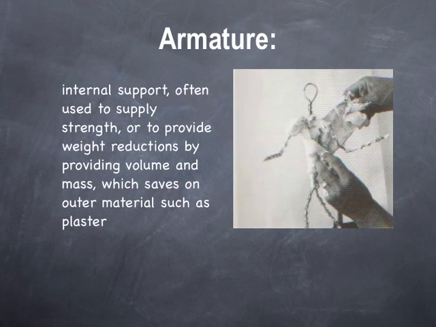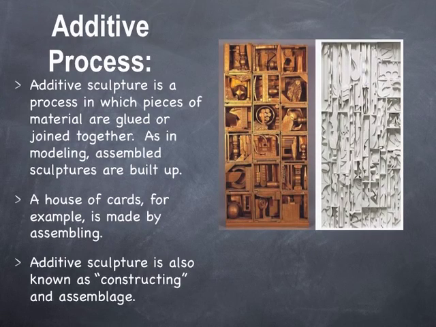An armature is an internal support, and it's often used in sculpture in the round. And it helps to provide weight or volume when you are doing additive process. Now, the additive process is where you take pieces of materials and you glue them together or join them together in some way, and they are modeled or assembled, and the process helps to create a sculpture that is built up. House of Cards is a good example of an additive process.